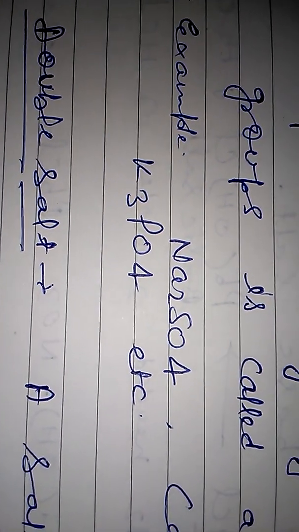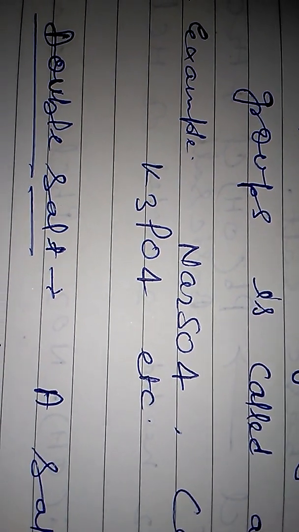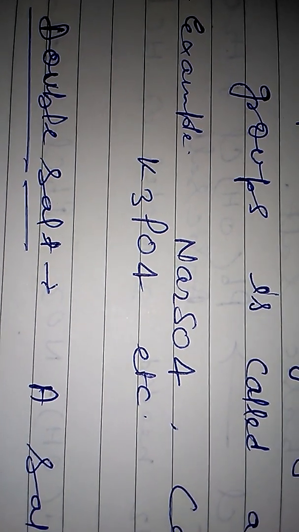If you have confusion how Na2SO4 is a simple salt, then try to understand. If sodium hydroxide reacts with sulfuric acid, in sulfuric acid there are two replaceable hydrogen atoms, and you can see in this salt Na2SO4, both the hydrogen atoms are already replaced. So in Na2SO4 there is no available hydrogen which can be replaced further. Therefore, Na2SO4 is a normal or simple salt.